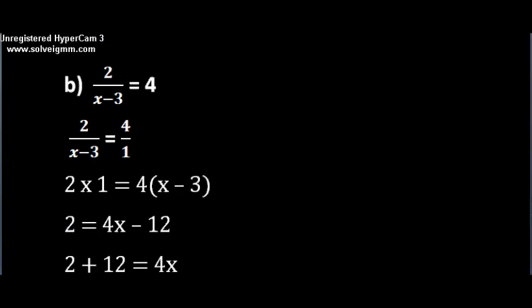B part, 2 over x minus 3 equals 4. Now here again we have a single denominator on both sides of the equality. You can see here x minus 3. This whole will be considered as a number, and 4 you can write as 4 over 1 also. Now here 1 is a single denominator, x minus 3 is also a single denominator, so it means you can cross multiply. You will multiply 4 with x minus 3 and you will multiply 1 with 2. So after multiplication, 2 into 1 is 2, and 4 multiplied with x minus 3 will become 4 into x, 4x, and 4 into 3 is 12.